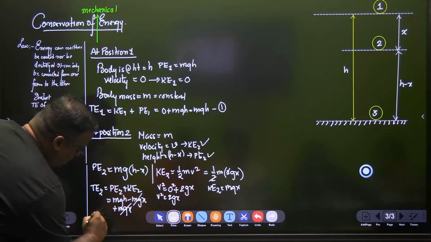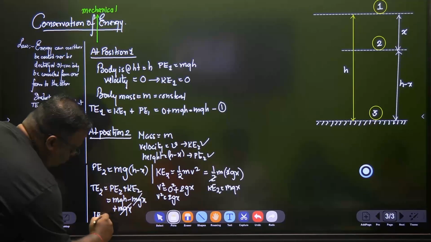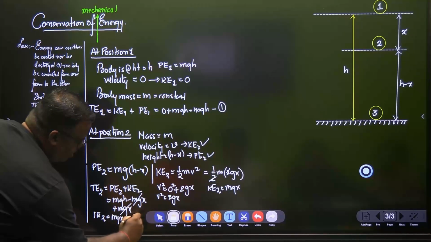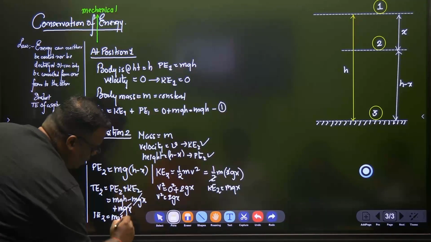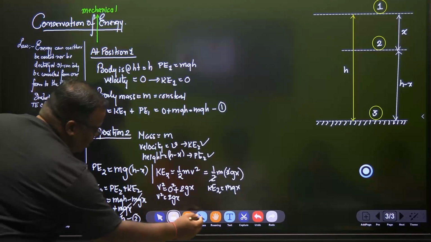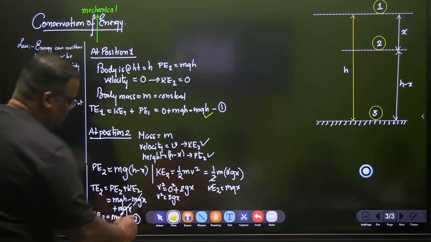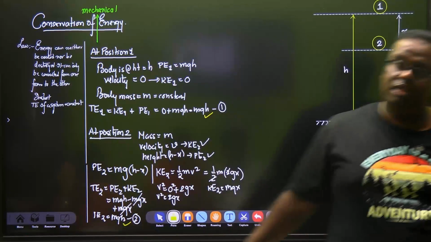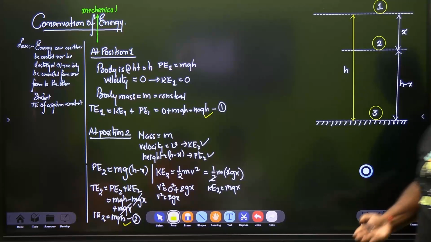So if you see, the value of total energy at 2 is equal to mgh. This is my equation 2. And by now, we have some sweet things coming up. This is mgh. This is also mgh. At two places, we have found that the total energy remains the same. While the potential energy is running down, the kinetic energy is building up.